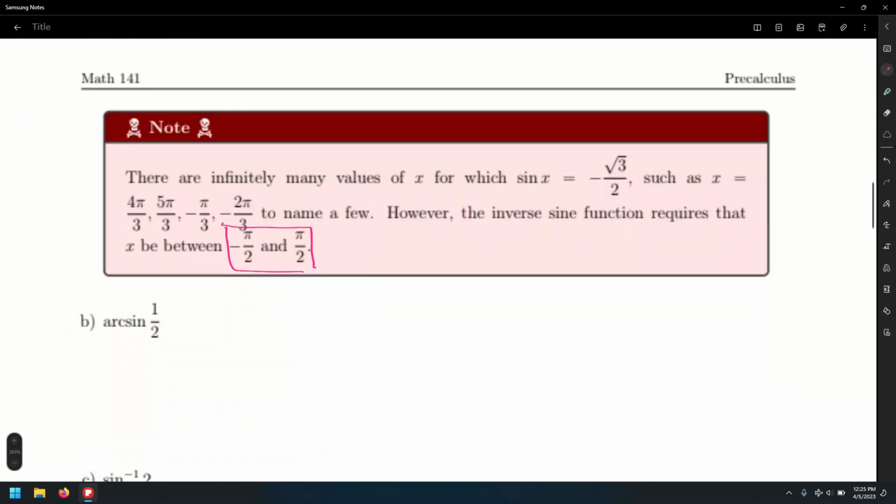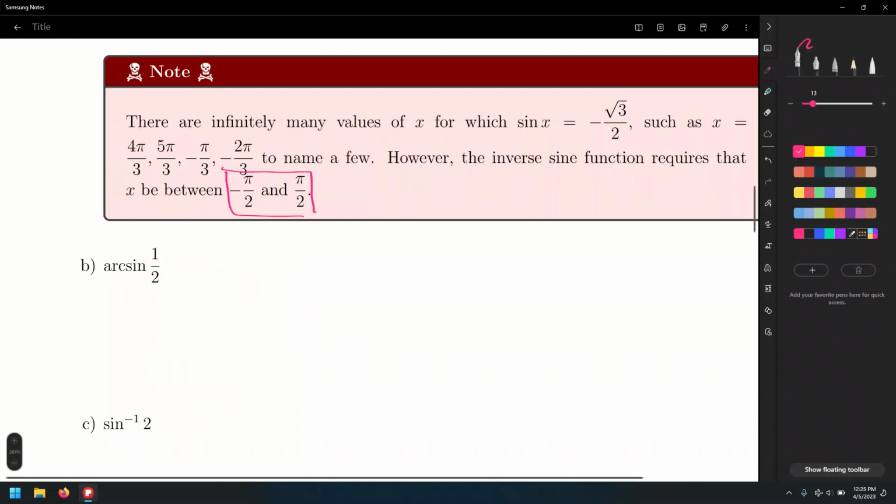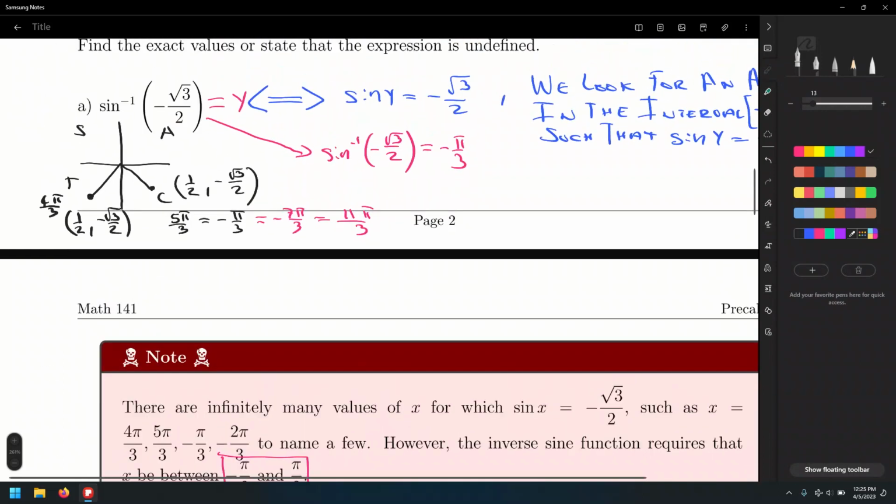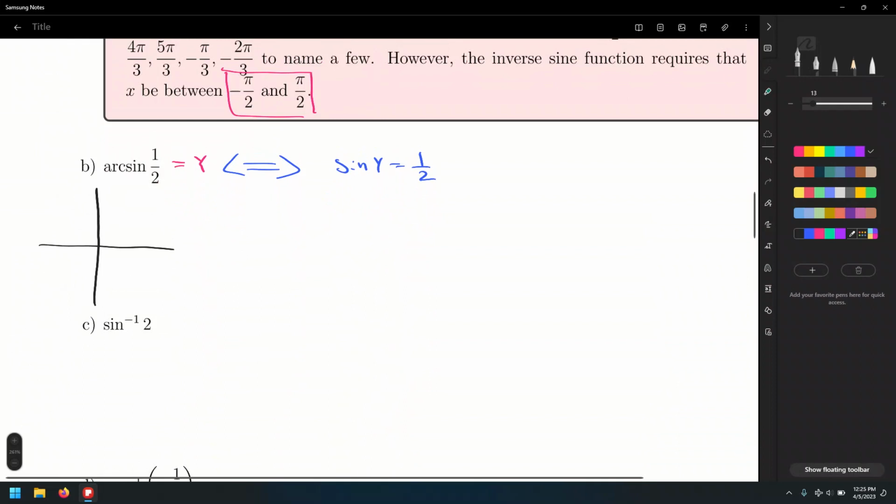What about arc sine of 1/2? In other words, this is equal to some value y. All right? This means, by the inverse function definition, sine y equals 1/2. Well, how about we look at the unit circle to find out what that value is? And this time we're looking for the inverse sine, inverse sine of 1/2.